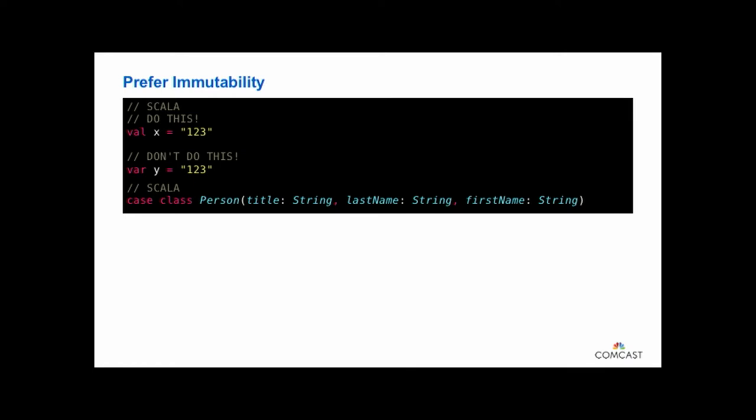Okay. So the idea is prefer immutability. So we use vals over vars in Scala. In Java, right, we prefer final. The other thing is that we use immutable data structures. So case classes. For OO people, Java people, these are like Java beans without setters, right? They're more than that, but that's kind of the understanding. And once you start using these in your code, it subtly influences the way that you write your code.